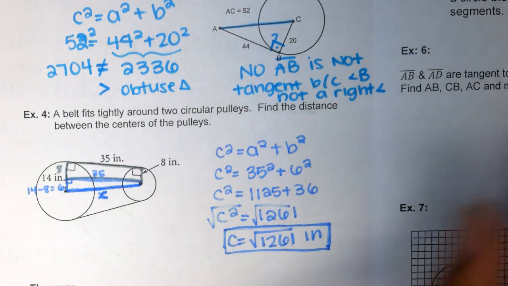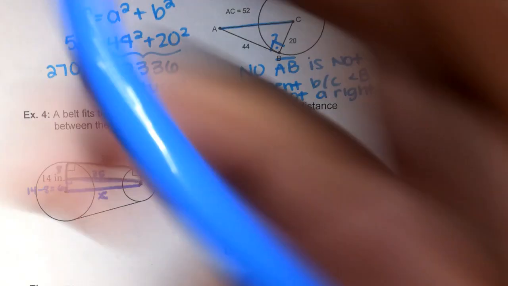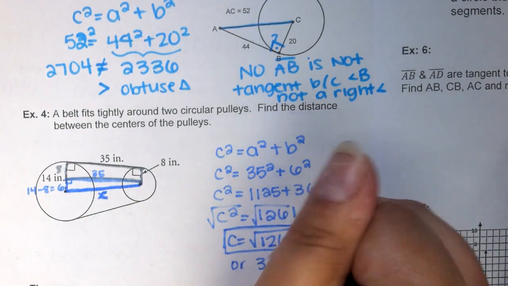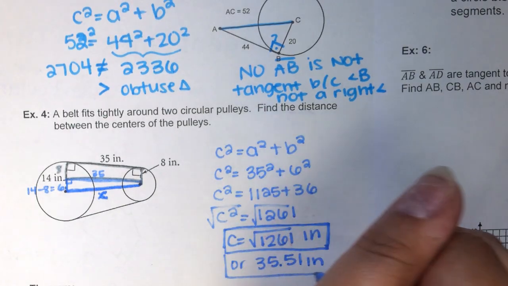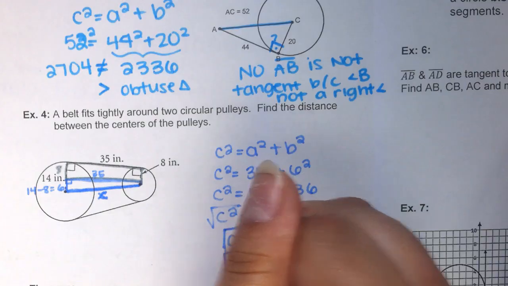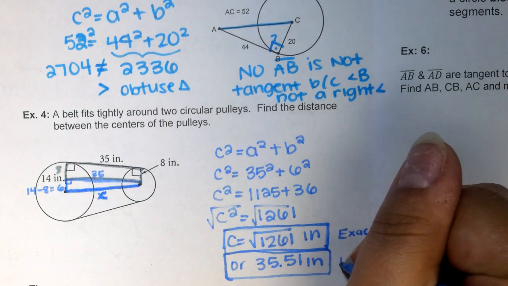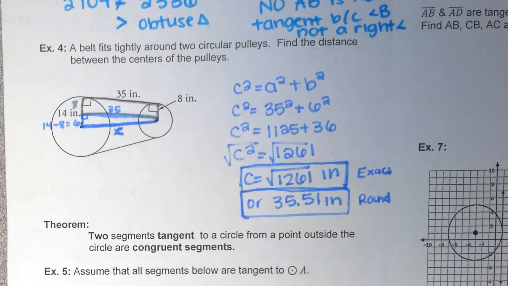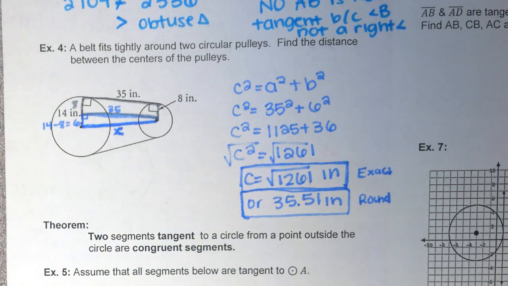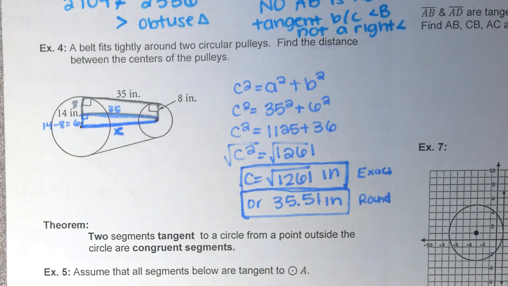Or we could say, what's the square root of 1,261? Or we could say 35.51 inches. This doesn't really give us any guidance on rounding or exact answer. So I just want to remind you, up top is the exact. If it says round, you do the bottom one. Okay? Questions?